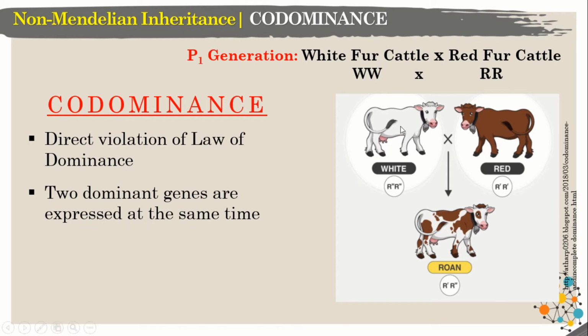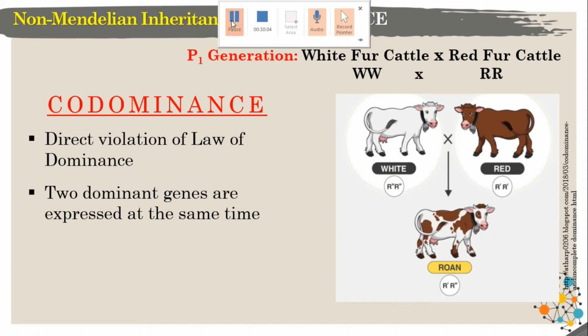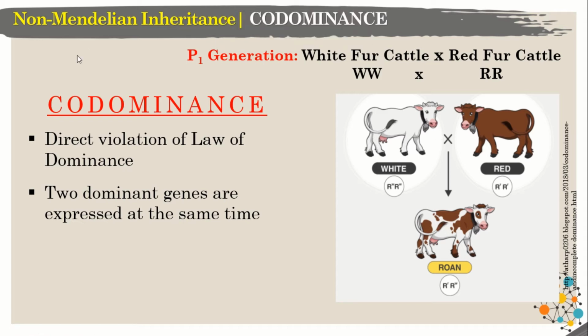So meaning to say, we could say that this white fur cattle is a dominant gene, and then this red fur cattle is another dominant gene. When both of them are crossed together, they produce roan fur cattle. Meaning to say, both the white and the red genes can be seen in one species or one organism. That's why it's called roan.